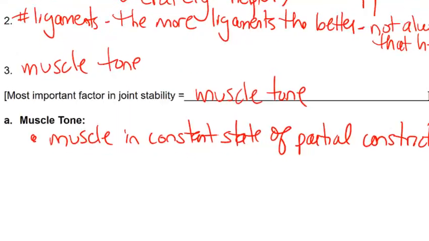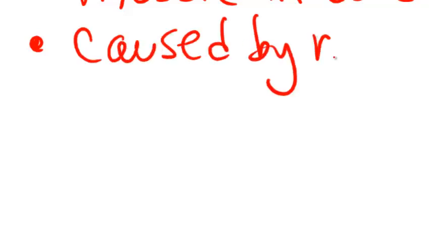This means that they are always partially contracted. And this is caused by the nervous system. So your muscles are always partially contracted. The nervous system is always sending nerve impulses or action potentials to the muscles to cause them to partially contract. Now, this doesn't always result in movement.